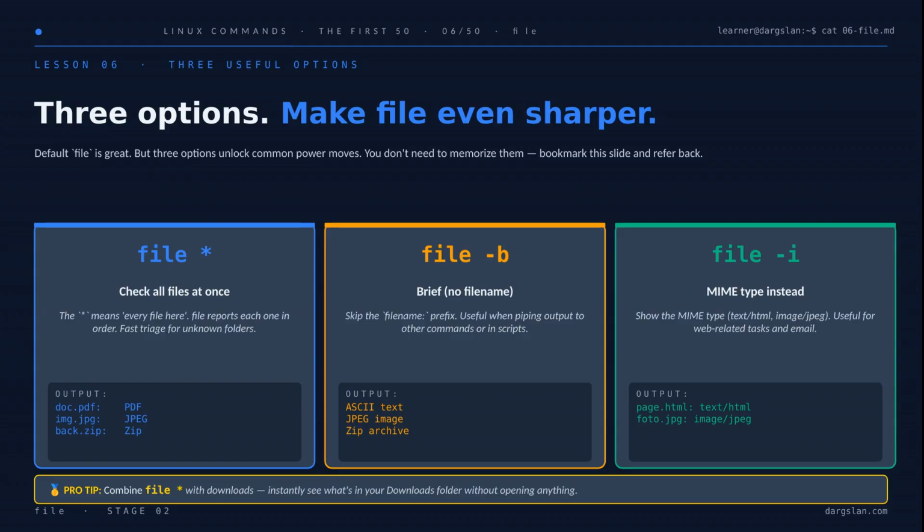Once you're comfortable with plain file, 3 small options make it dramatically sharper. File followed by a star scans every item in the current folder, perfect for triaging a messy downloads directory in one shot. File -b gives you the brief version, dropping the file name prefix, which is ideal when you're piping results into scripts. And file -i returns the MIME type, things like text/html or image/jpeg, which is exactly what web tools and email systems speak.